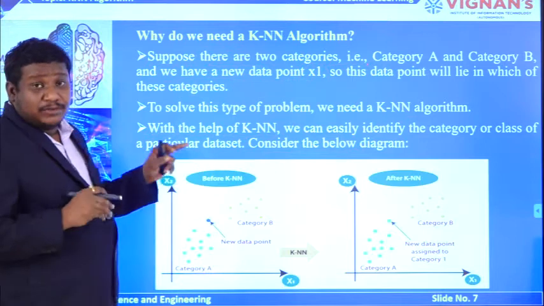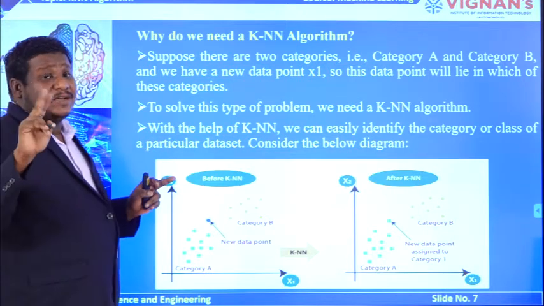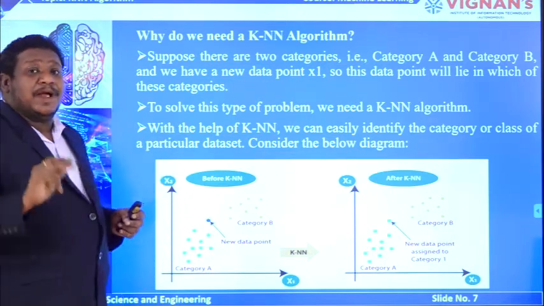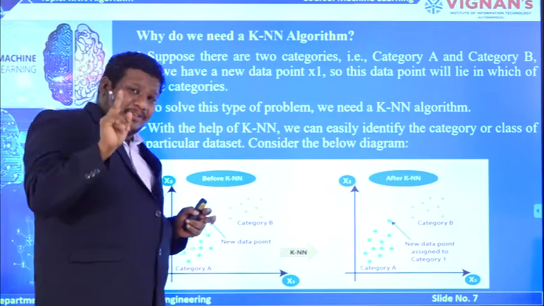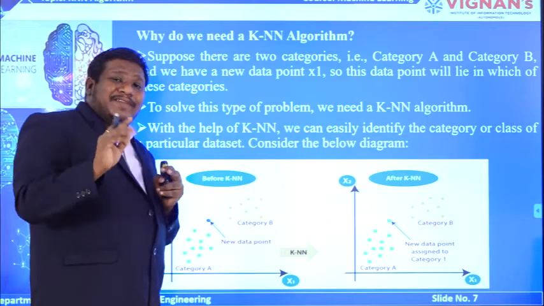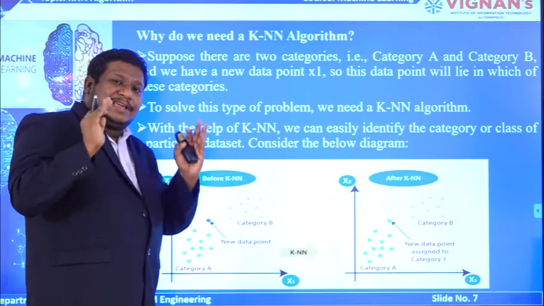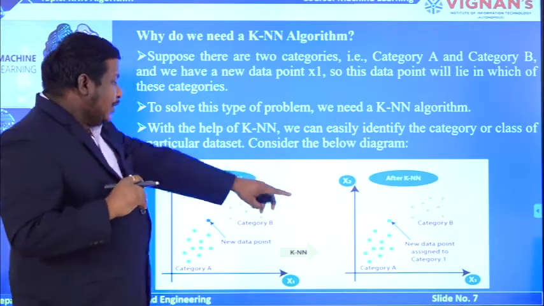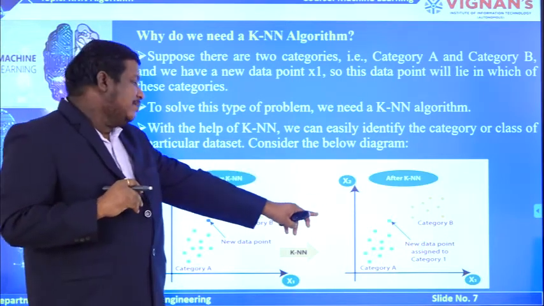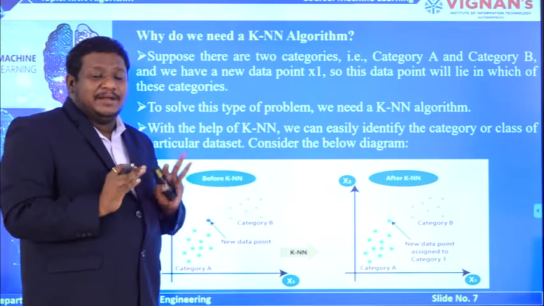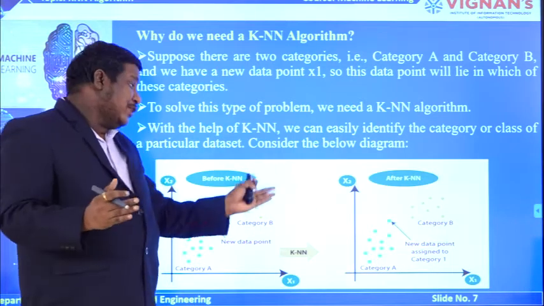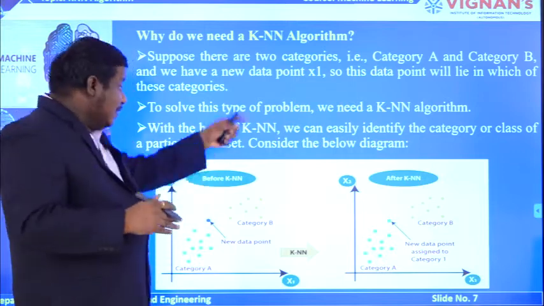How it is claiming that this new data point belongs to category A will be shown in the next slides. You follow this. First we have taken two categories of data, category A and category B, and we took a new data point, x1. Now we need to find whether this new data point x1 belongs to category A or category B. In this image you can clearly see that the new data point belongs to category A. But how this data point belongs to category A, we are going to explain in the next slides.